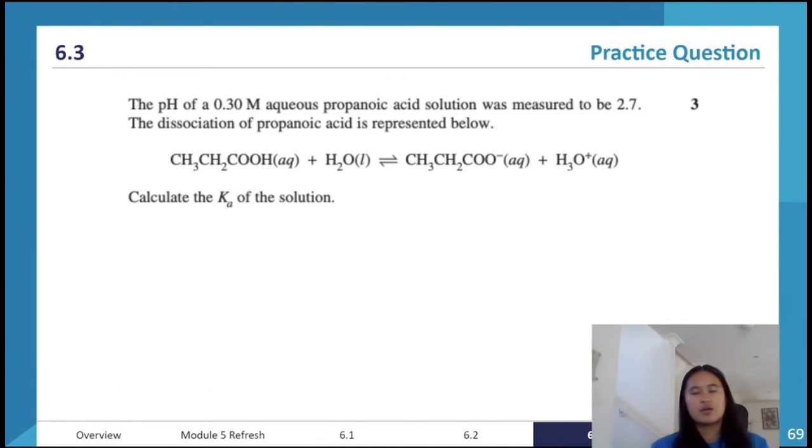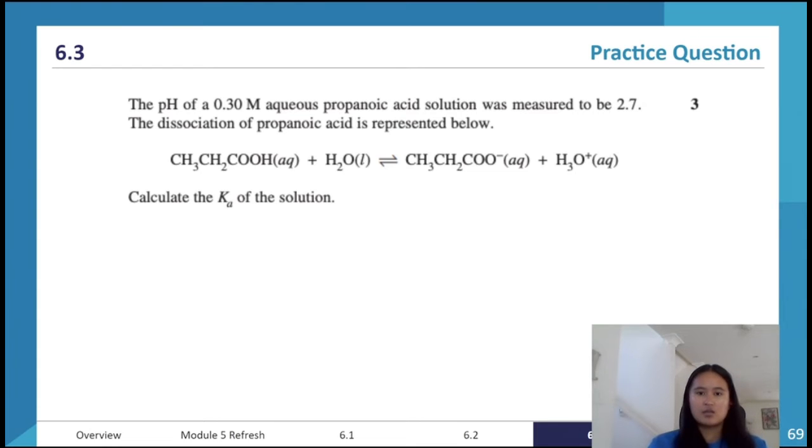If we have a question like this: the pH of a propanoic acid solution was measured to be 2.7. The dissociation of propanoic acid is represented below. Calculate the Ka. The first thing to do is write a Ka expression, which will be hydronium on the top multiplied by the CH3CH2COO minus, those two multiplied together on the top, over propanoic acid concentration on the bottom. So 0.3 is what's going to go on the bottom, because that's our concentration of propanoic acid.